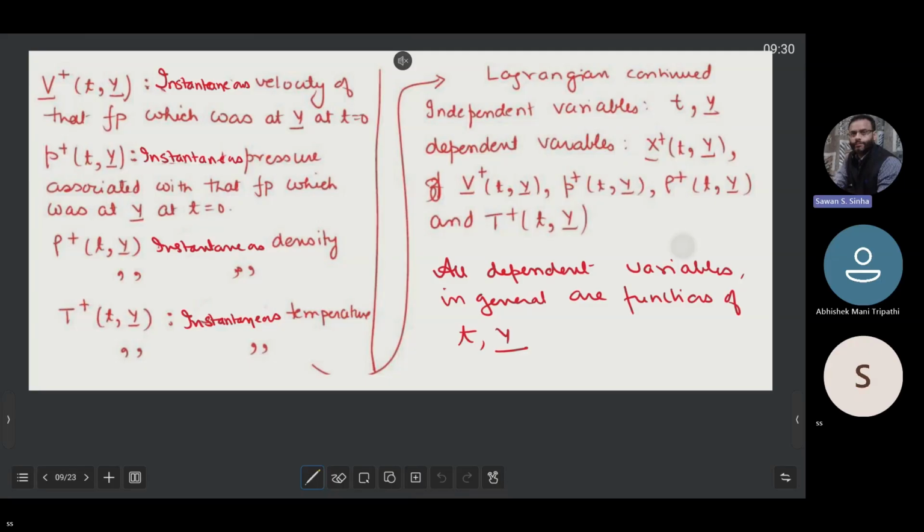I will write something like V plus T comma Y, and then I will ask you to make a sentence out of it. Whatever we have done has become powerful enough that I just write this expression and the meaning should be clear. What is the meaning of V plus T comma Y?